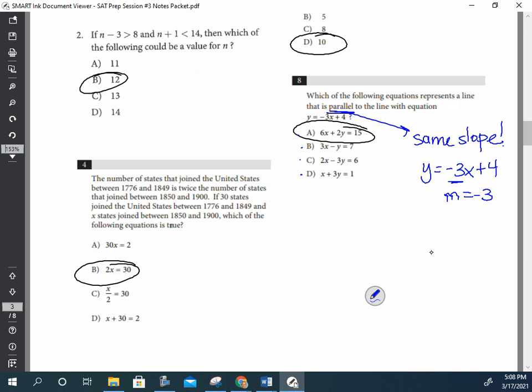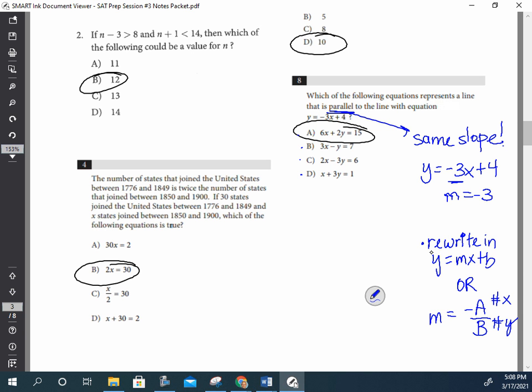Now notice that all of these equations are in standard form. So if you're in standard form, there's 1 of 2 ways for you to solve this problem. Either A, rewrite into y equals mx plus b, or the shortcut that you can use for standard form: the slope is equal to the opposite of A over B. So A is the number in front of X, B is the number in front of Y.